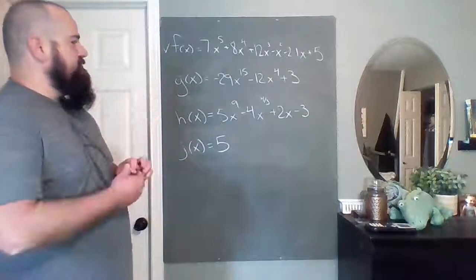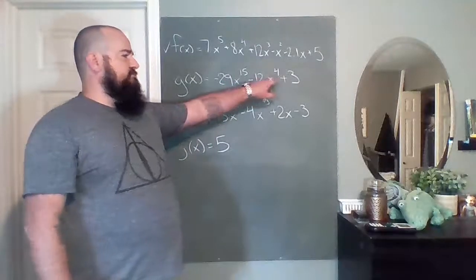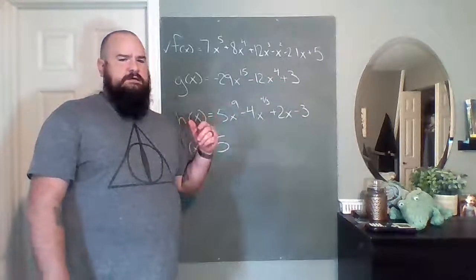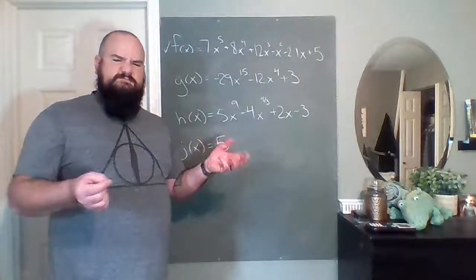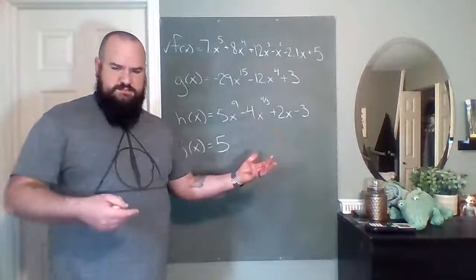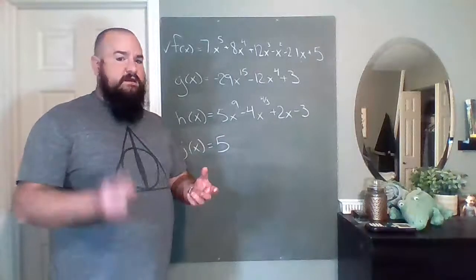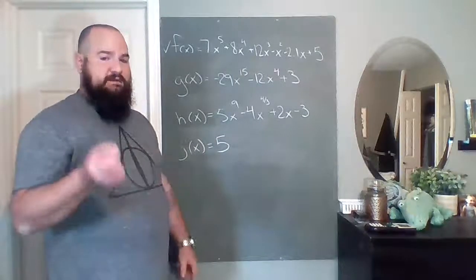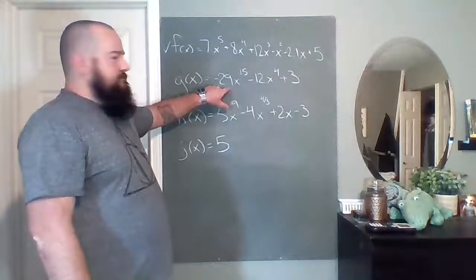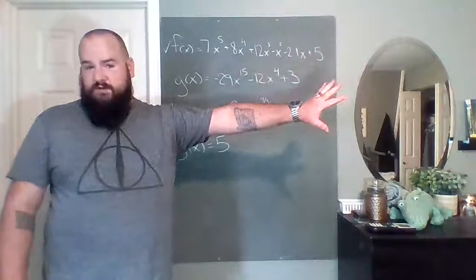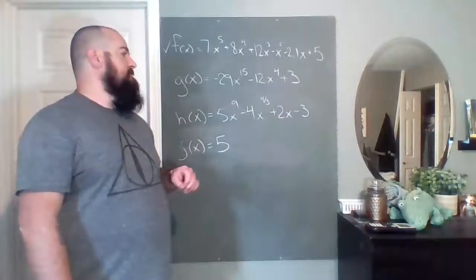Moving on to g of x. Negative 29x to the 15th minus 12x to the 4th plus 3. Now, we may look at this one and wonder about all of the other terms. Where'd those all go? We said that the coefficients couldn't be 0, right? But what we said was that a sub n could not be 0. In other words, this first coefficient can't be 0. We didn't say anything about any of the other ones. All of the other coefficients can be 0, okay?